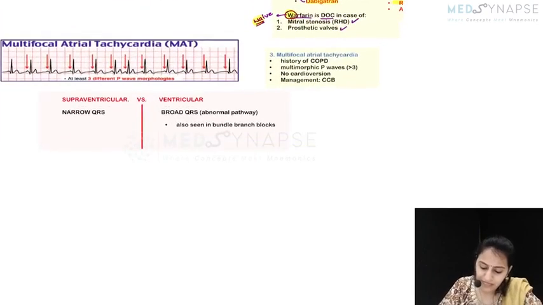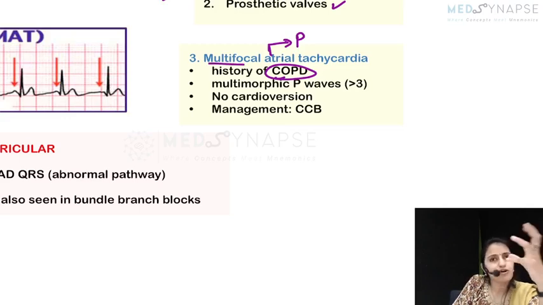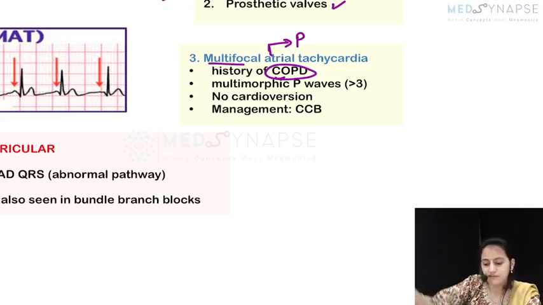In multifocal atrial tachycardia, the classical history would be a patient of COPD. If you have a history of COPD with the ECG given, think of MAT. Multifocal atrial tachycardia means the tachycardia is coming from the atrium. So which wave will be affected? P wave. Multifocal, matlab it's coming from different foci.